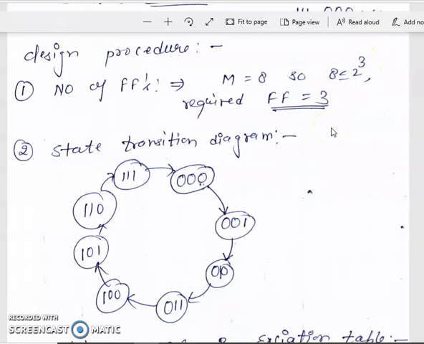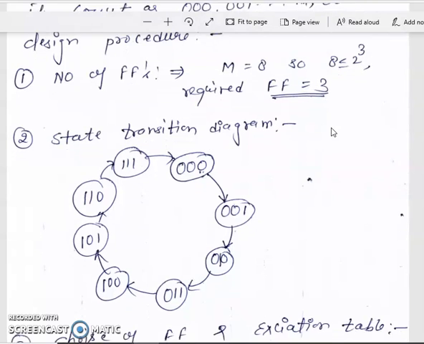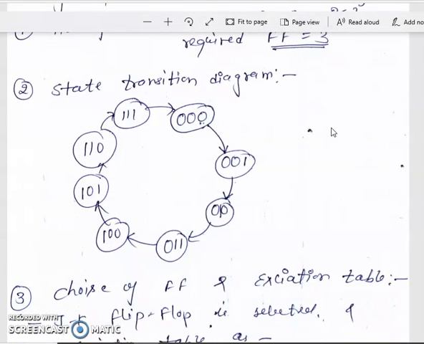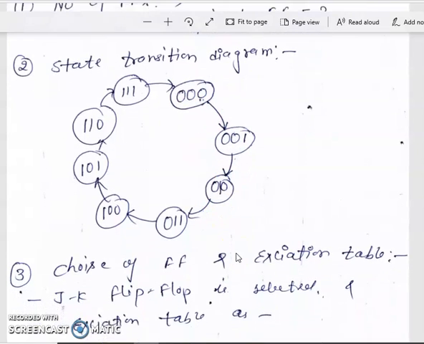In the design process, the first thing is the flip-flops, so the number of flip-flops required is 3. The next stage is the state transition diagram. The state transition diagram shows the count going from state 0, 1, 2, 3. The arrows indicate the state sequence: 0, after that 1, 2 and 3. So this is the state diagram for this 3-bit synchronous up counter.